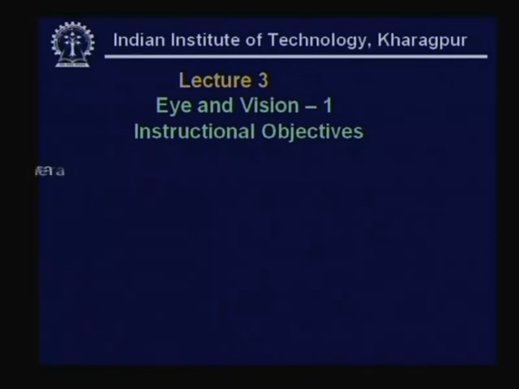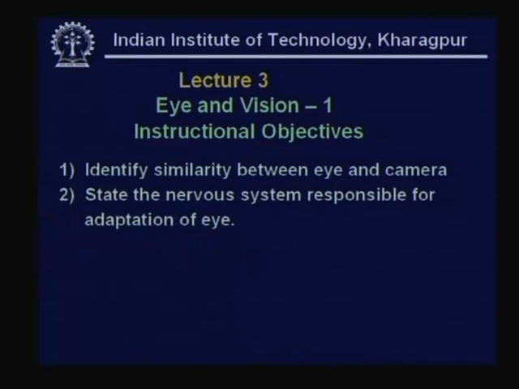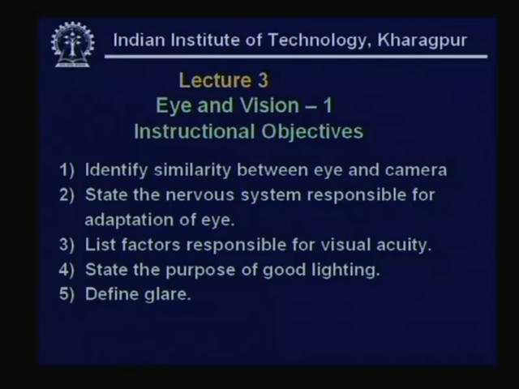The instructional objectives for this lecture are: 1. Identify similarity between eye and camera. 2. State the nervous system responsible for adaptation of eye. 3. List the factors responsible for visibility or visual acuity. 4. State the purpose of good lighting. 5. Define glare. 6. Define what is known as Purkinje Effect.